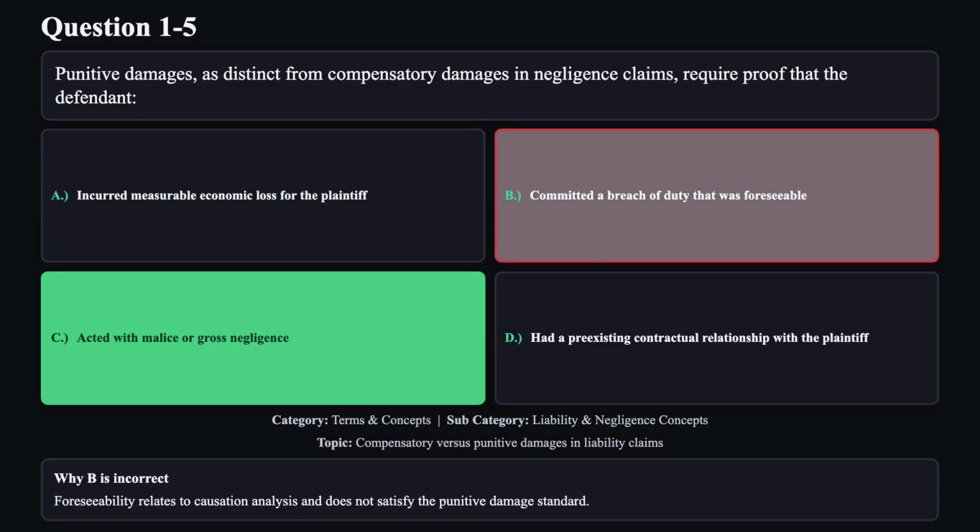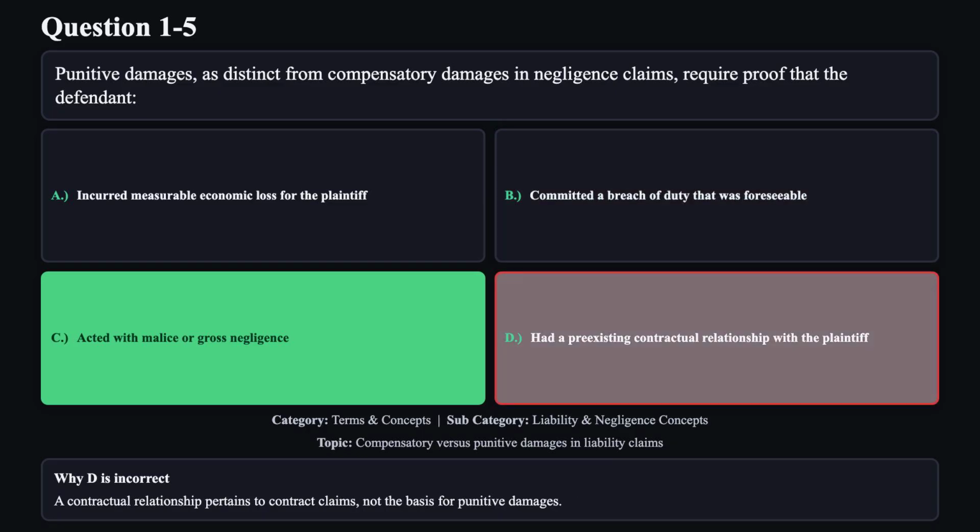Reason B is not correct. Foreseeability relates to causation analysis and does not satisfy the punitive damage standard. Reason D is not correct. A contractual relationship pertains to contract claims, not the basis for punitive damages.